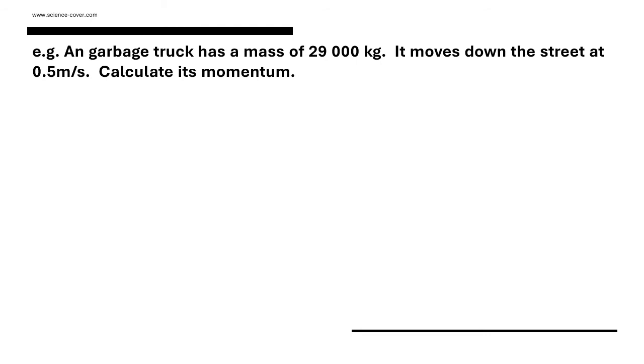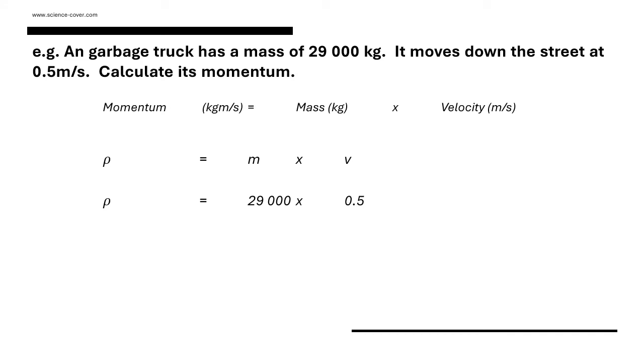Let's look at another example. A garbage truck has a mass of 29,000 kilograms. It moves down the street at 0.5 meters per second. Calculate its momentum. So again, we'll use the equation momentum is mass multiplied by velocity. We'll substitute in our numbers, 29,000 for the mass and 0.5 as the velocity. This gives us an answer of 14,500 and the units for momentum are kilogram meters per second.